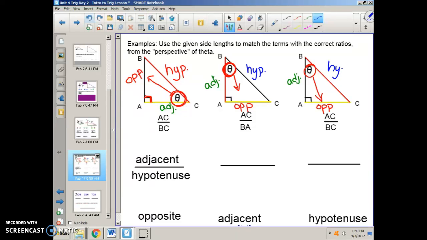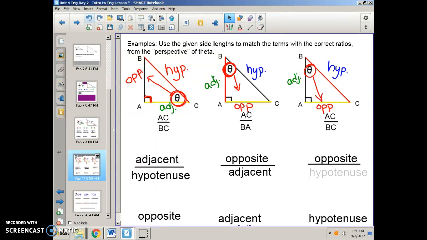Again, it's the one across from the 90-degree angle. It is not determined by theta. Doesn't matter what theta is doing. It's always the hypotenuse across from the 90-degree. This one should have been opposite over adjacent. And this one should have been opposite over hypotenuse. So we have every combination of the words. Hypotenuse never is going to go on the top of the fraction, which is why there is no extra.